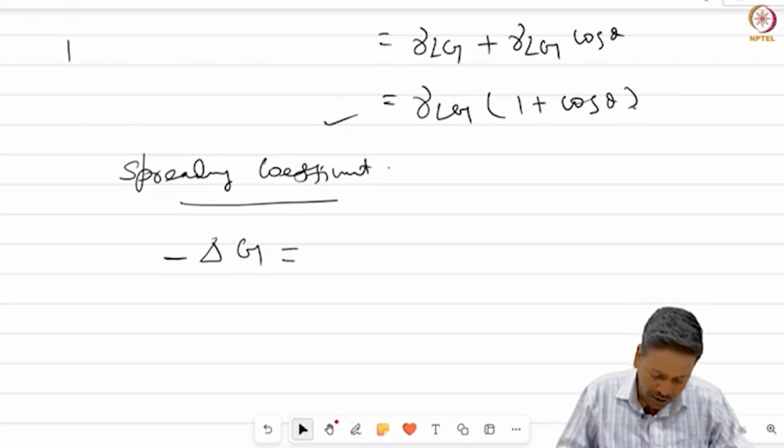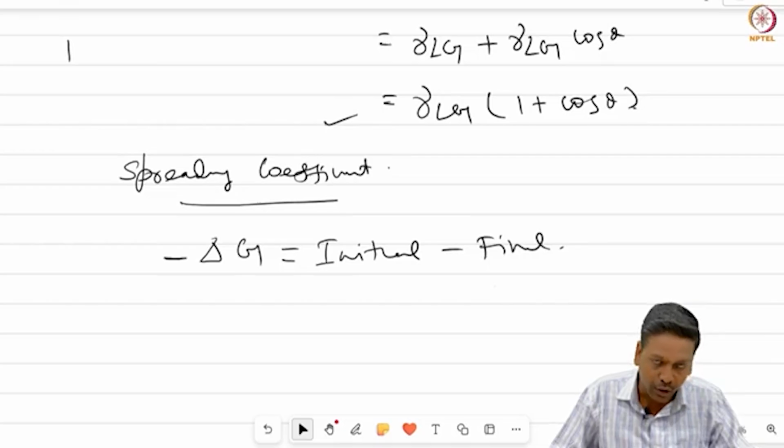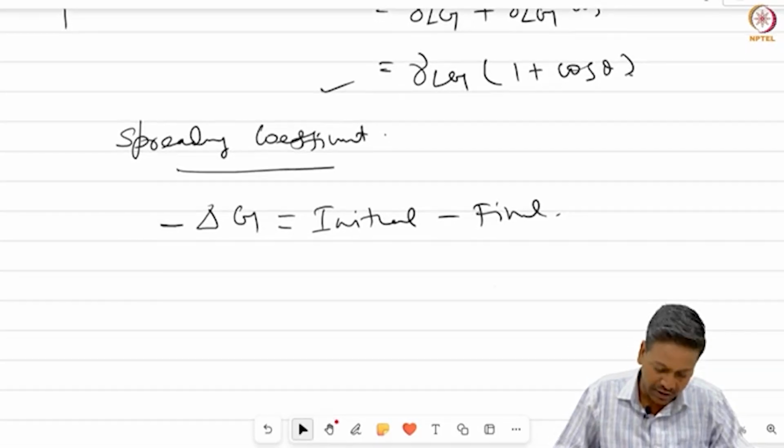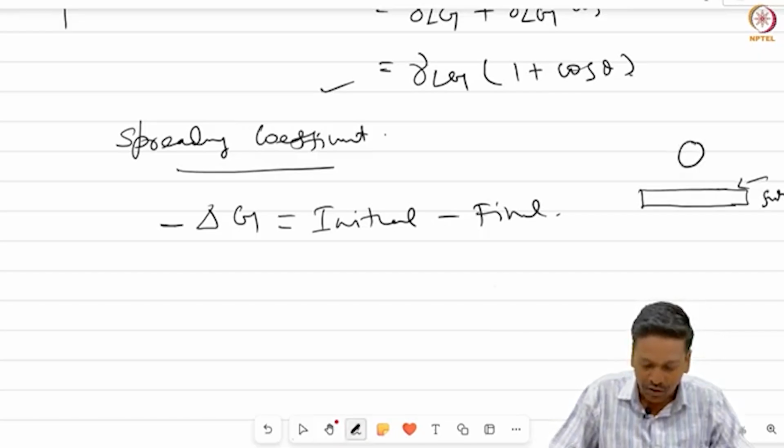For that, we have to use the minus delta G approach, which means you have to reverse the approach we used just now. So it should be initial minus final, because you want it to be more positive. Let's say this is my scenario: you have a surface and a liquid droplet. If I place this droplet on the solid surface, will it wet or not?